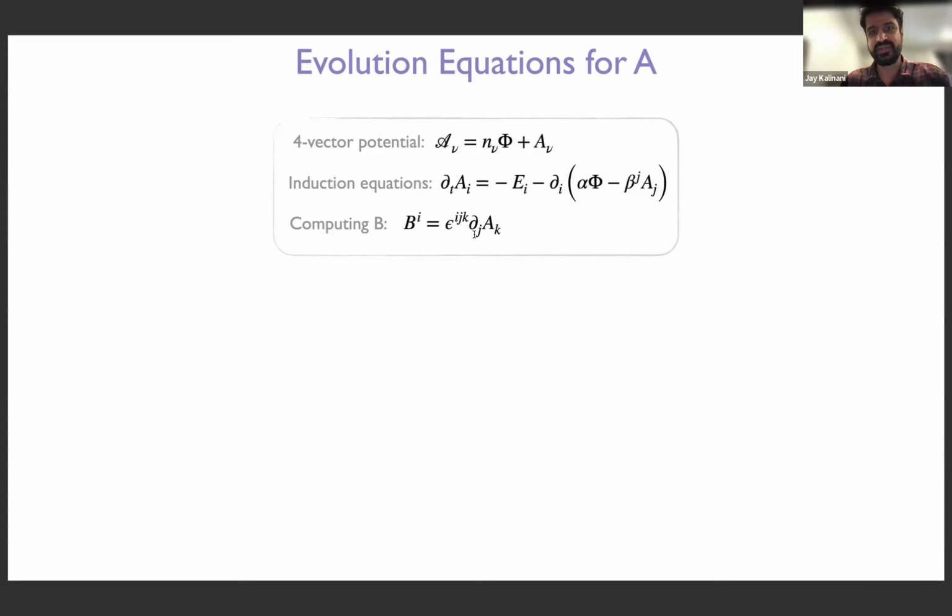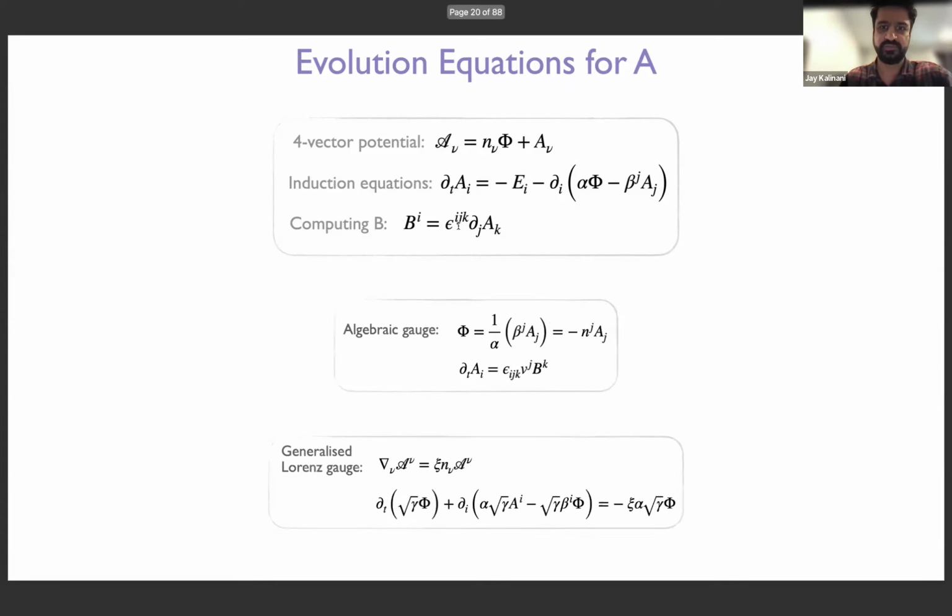Now, the advantage of doing this is that, by construction, if you take the divergence of this equation, the divergence of the curl of a vector is always 0. So by construction, you would not allow magnetic monopoles in your evolution. Now, to evolve the induction equations of A, you also need to provide some kind of gauge. There are different gauges on the market.